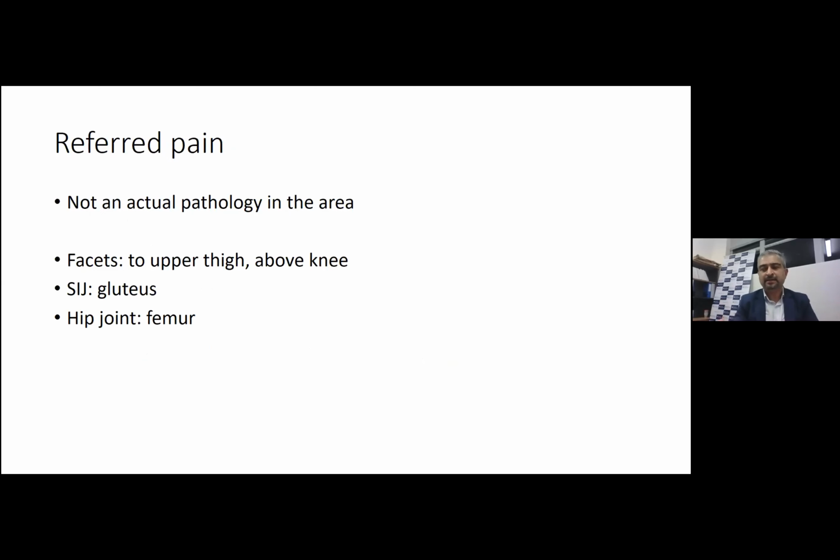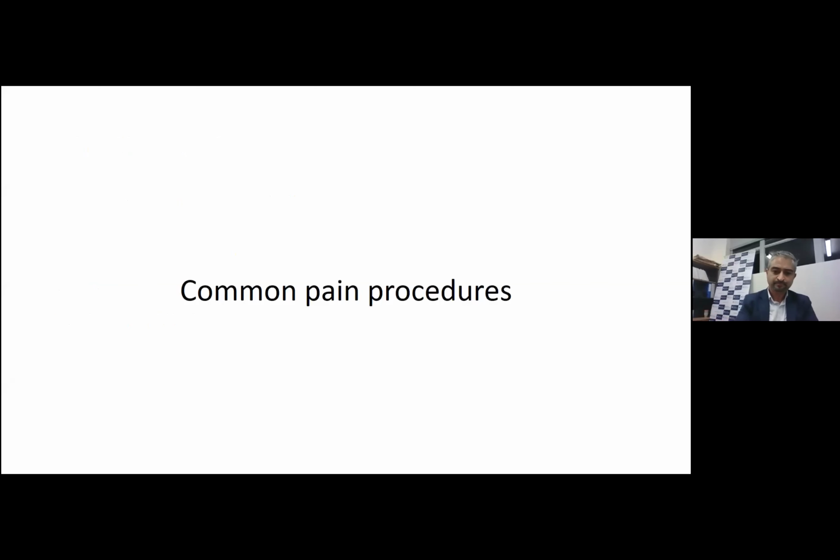Referred pain, I'll give you an example. Facet joint referred pain goes to the legs, but generally speaking, it stops around the knee. Sacroiliac joint pain radiates to the gluteus and buttocks, sometimes to the top part of the femur, and hip joint pain goes all the way down the femur to the knee as well.